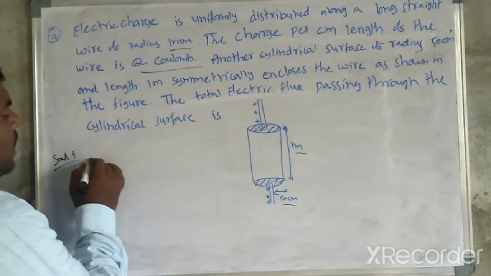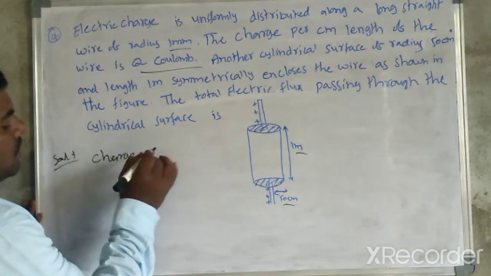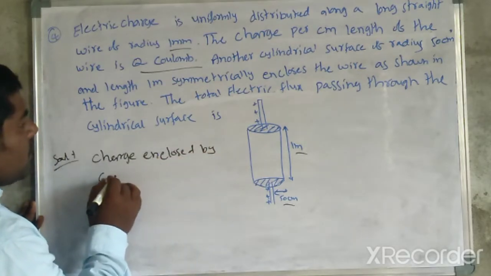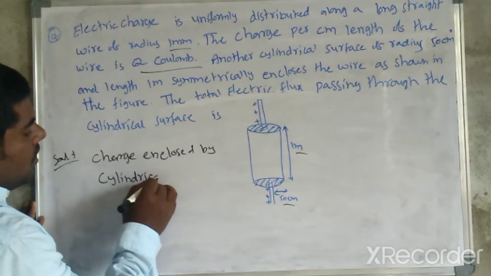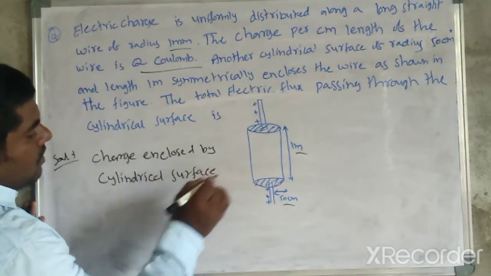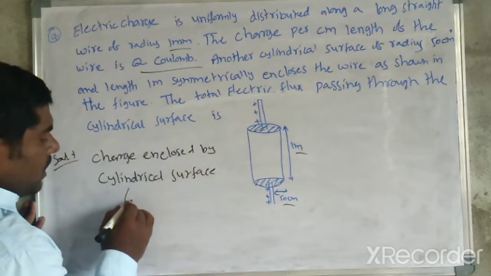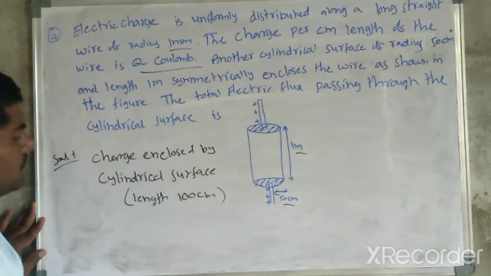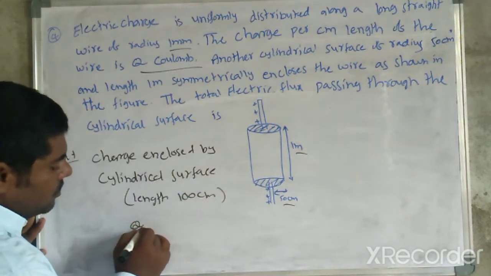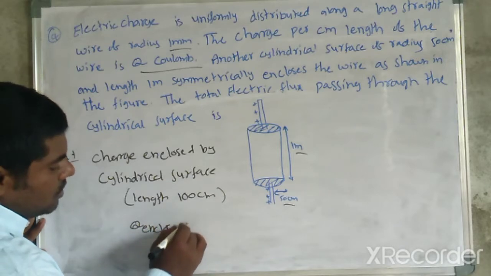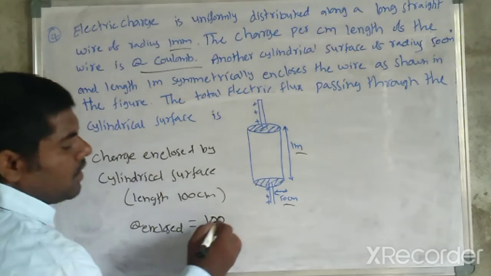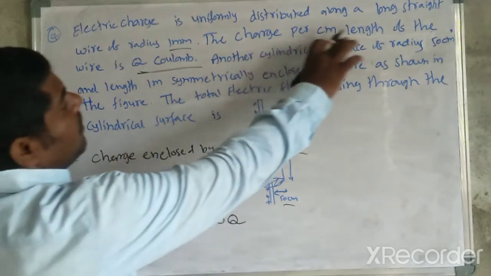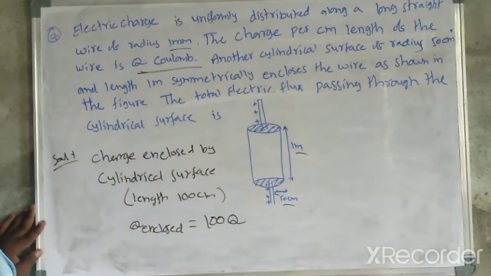So, the charge enclosed by the cylindrical surface. Here the length of the cylinder is 1 meter, nothing but 100 centimeter. The enclosed charge should be equal to 100 centimeter into the charge. The charge per centimeter length of the wire is q coulomb, as they already gave.